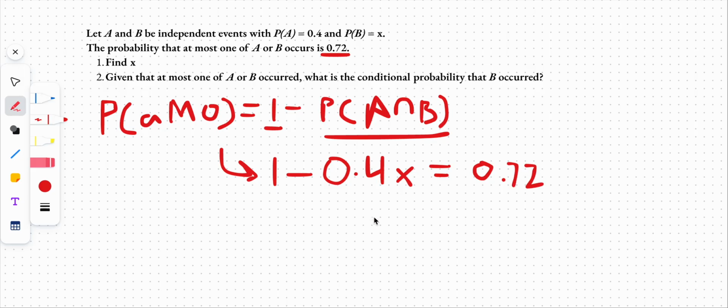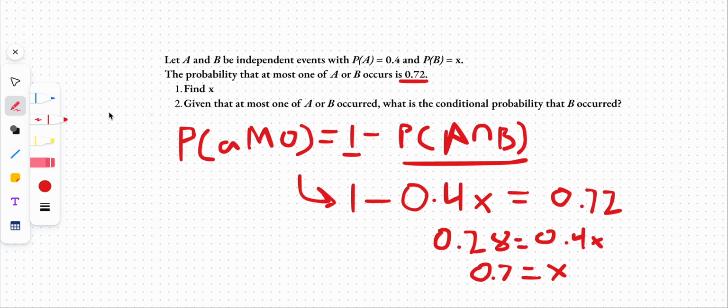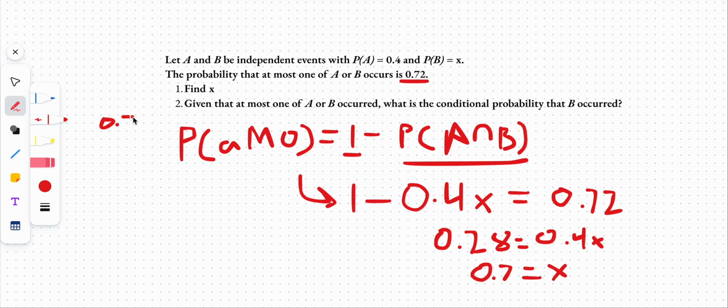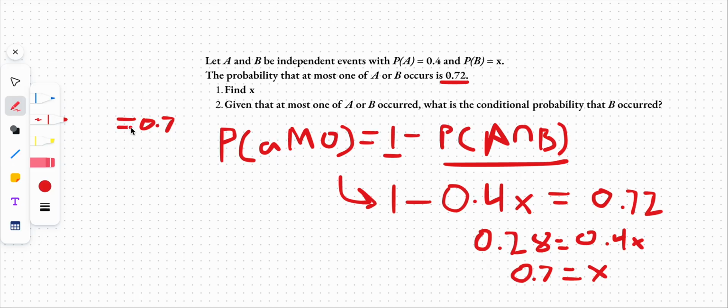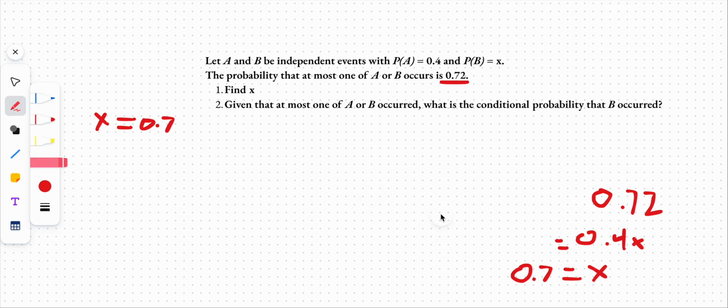And then you just end up solving for x, right? So what we can do is subtract and add to either side. What we end up with is 0.28 equals 0.4x. If you divide both sides by 0.4, you should get 0.7 equals x. And that would be our answer. So let me just write that up here, and then I'll erase this because now it's mostly unnecessary.